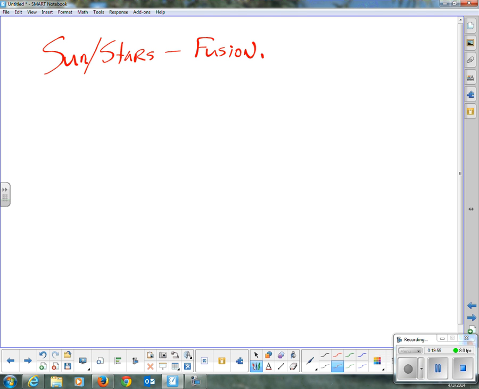Okay, if I'm looking at something that's really, really, really old, then I want to make sure that the tracer or the element that I'm looking at, the radioisotope, has a long half-life. Because if it doesn't have a long half-life, if it has a short half-life, there won't be enough left in the sample to give me an accurate reading.